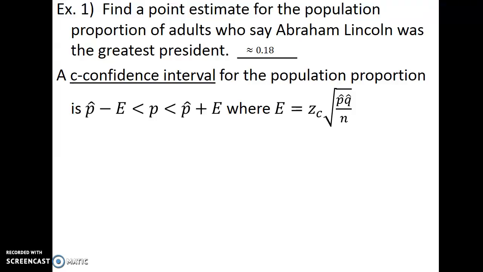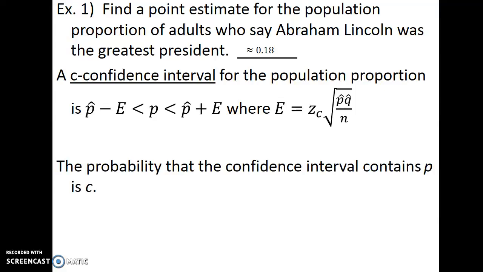But a confidence interval for your population proportion is where you take that point estimate, our P hat, and you're going to add an error onto it and subtract an error from it so that you could say that your population proportion is somewhere between here. In this case, your error formula is your z sub c, a critical value that we found before, times the square root of P hat Q hat over your sample size, over n. The probability still is going to be the c. That confidence level is still the same as what it was before.